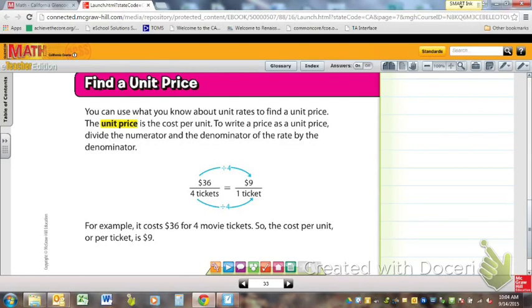So I want to see how much it costs for 1 ticket. So I divide: 4 divided by 4 is 1, 36 divided by 4 is 9. So $9 for 1 ticket. Sometimes they'll ask you how much does it cost for 8 tickets. So first you have to figure out how much it costs for 1 ticket, and then do 9 times 8 to see how much it would cost for 8 tickets.